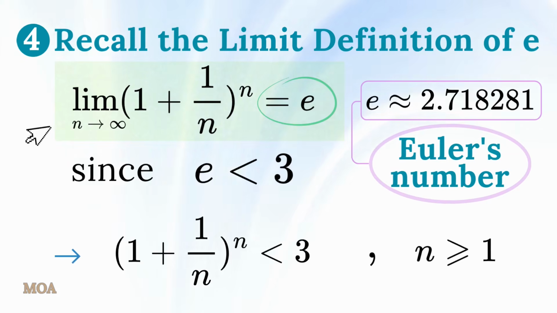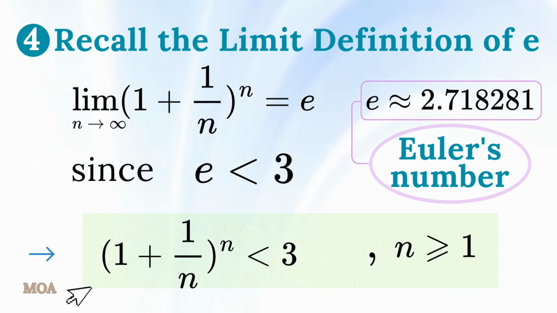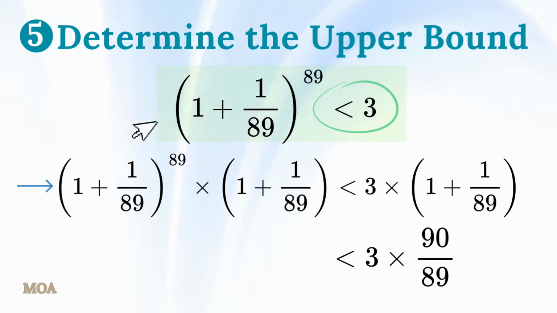Now, let us recall the limit definition of e. As n approaches infinity, the expression 1 plus 1 over n, all to the power of n, converges exactly to Euler's number e. Since e is approximately 2.718281, it is strictly less than 3. Therefore, for any strictly positive integer n, the expression 1 plus 1 over n, all to the power of n, is always strictly less than 3. This leads us to conclude that 1 plus 1 over 89, all to the power of 89, is strictly less than 3.